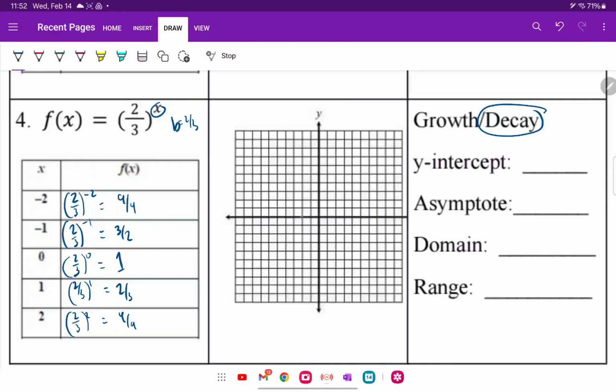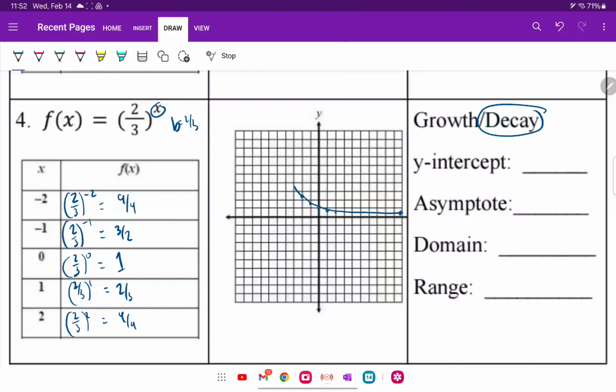So -2, and that looks like 2.25. Negative 1 and 3/2, which is 1.5. 0, 1. We have 1 and 2/3. And then we have 2 and 4/9. So it's just slowly getting smaller. So it looks like that.